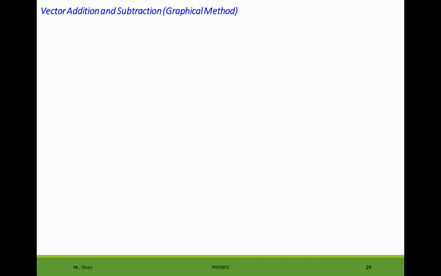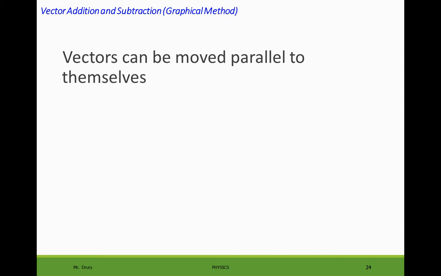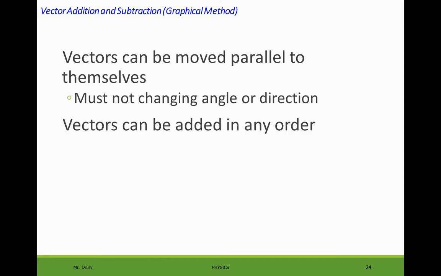All right, so how do we add and subtract vectors? Vectors can be moved parallel to themselves. You can't change the direction or the angle. If you do, then you're actually changing the vector, because a vector has a specific angle, and if you change it arbitrarily, then you've changed the vector. And they can be added in any order. This should make sense, just like regular addition. For example, 3 meters plus 4 meters is 7 meters. 4 meters plus 3 meters is 7 meters. It doesn't matter which order you do them in.